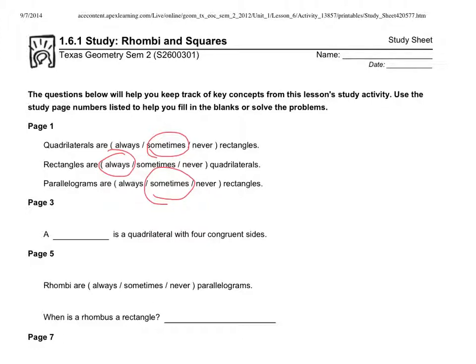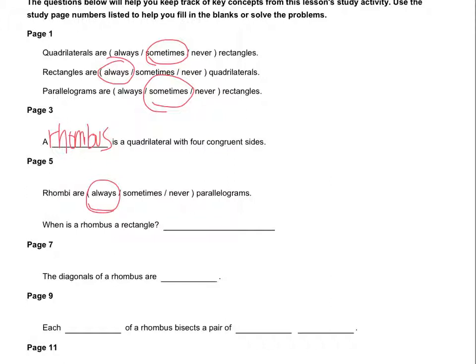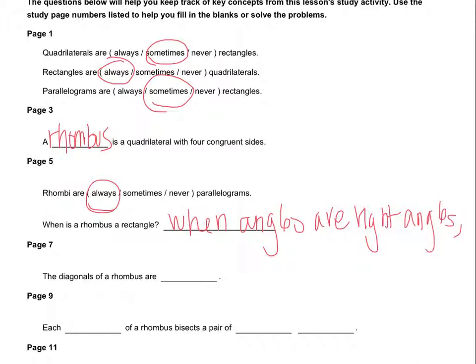We're first going to talk about a rhombus. A rhombus is a quadrilateral with 4 congruent sides. So that's what makes it a rhombus, is that it has 4 congruent sides. And rhombi are always parallelograms. And the only time a rhombus can be a rectangle is when its angles are right angles. In other words, when it's a square.